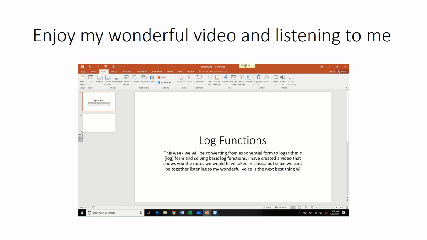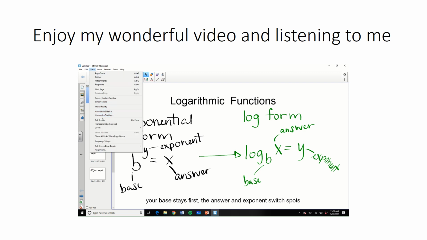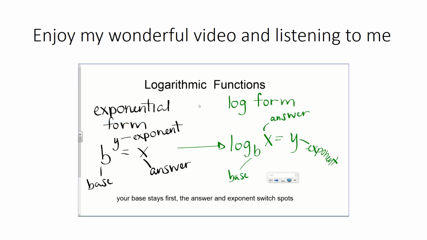So I'm going to go to our notes, and let me get this on full screen. All right, so I have logarithmic functions. So here are my two forms. I have exponent form, which is what you're used to seeing. I would have a number raised to a power, and that would be an answer.